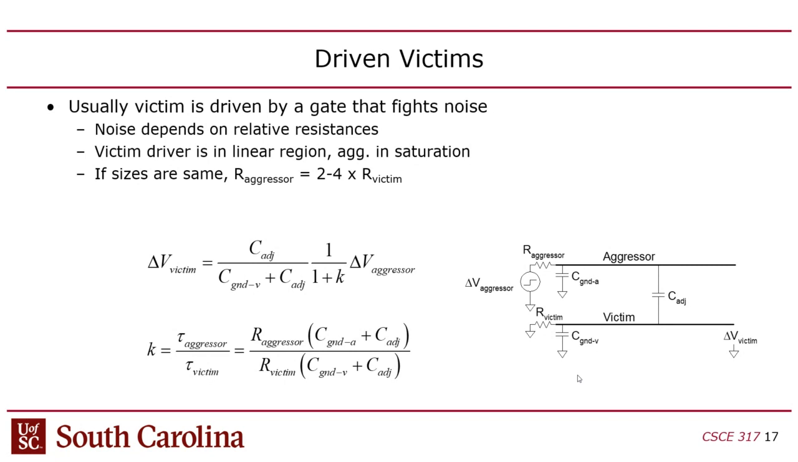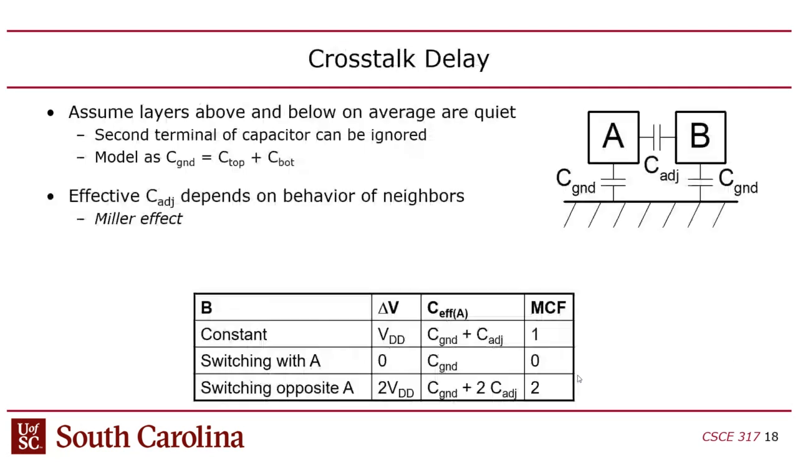Okay, so it's not really that hard to calculate, but the idea is that you're going to have less noise in wires that are driven harder. So that gives you another incentive for not using minimum size gates, especially if they're connected to long wires. Okay, and then finally, crosstalk delay.